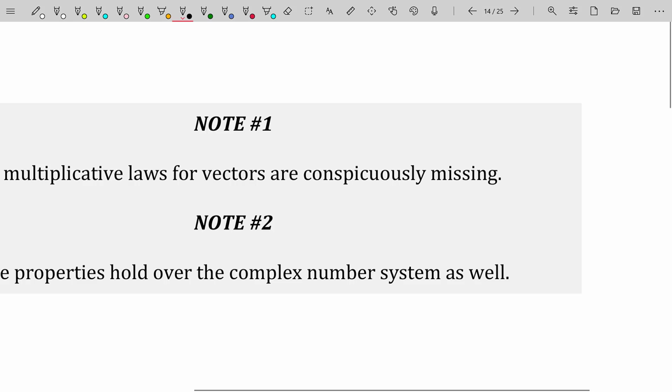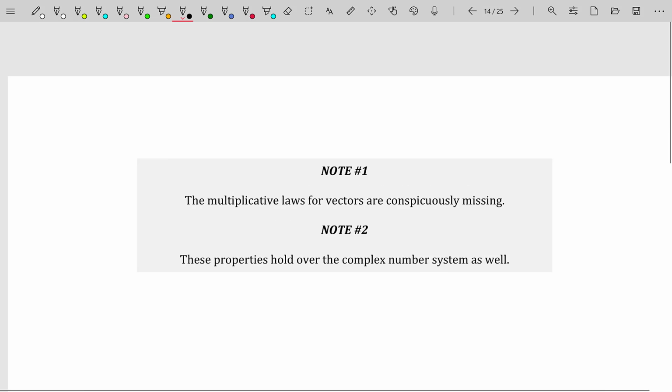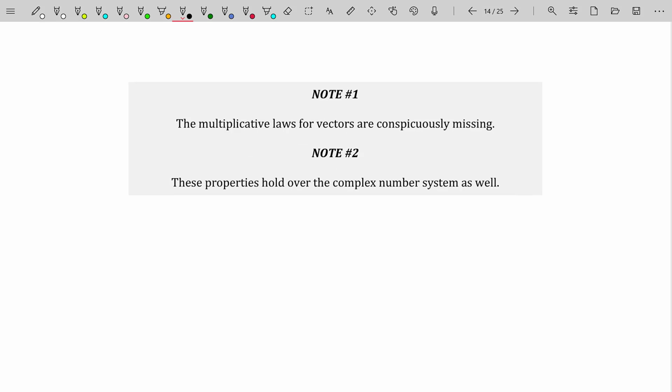The second thing I want to note, and I've already mentioned this, these properties hold over the complex number system as well. So that's just something that you're not going to really deal with in linear algebra unless you're taking a linear algebra course that's been combined with a differential equations course. Then it is very possible, and in fact very likely, that you're going to work over the complex number system at some point, especially when you do signal analysis. But that's all I wanted to do in this video. Notice I didn't do any examples because honestly, doing arithmetic with vectors is pretty low level. You guys should be able to do it. I trust you.